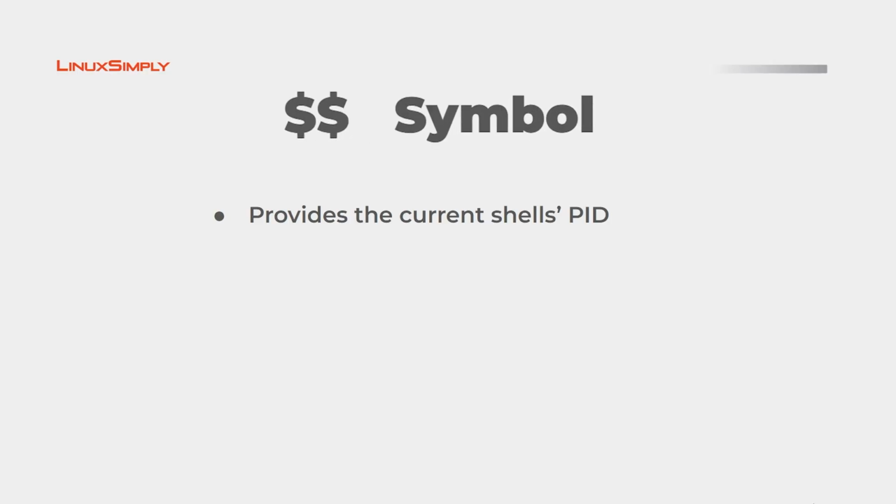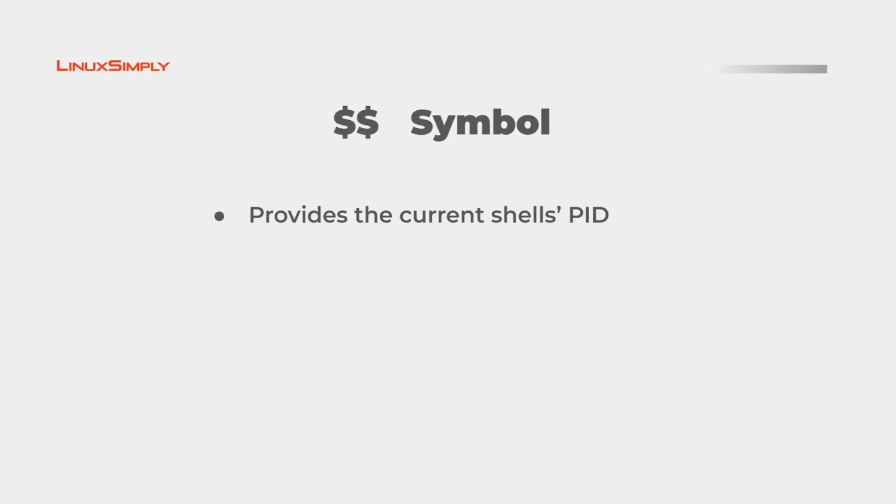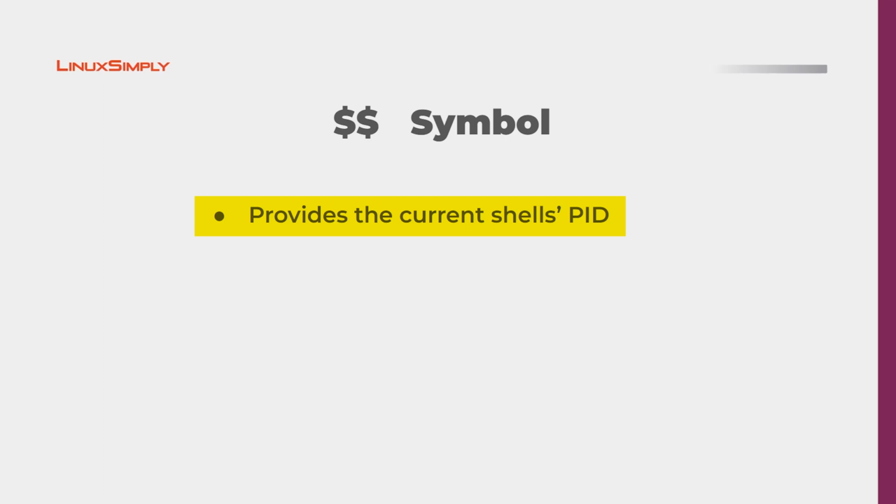Now I will be talking about the double $ symbol. Interestingly, seeing this symbol, one word comes to mind, which is money. But no, in Linux, this symbol has a special significance. It fetches the current shell session's process ID, in short PID. Every process that is running currently or in the background has its own unique PID. This symbol will fetch the current shell's PID.